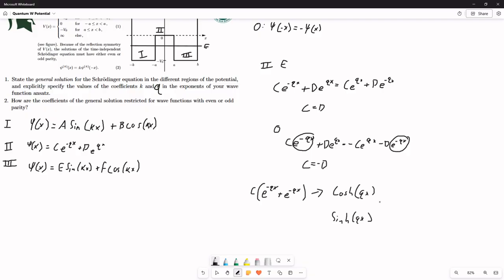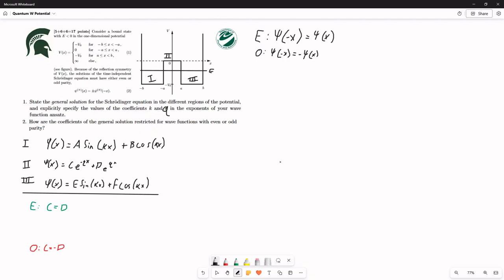And these functions retain their even and oddness. So with region 2 out of the way, we can now look at regions 1 and 3. Since they are on opposite sides of the y-axis, they will mirror each other. So we're going to be looking at the even case.